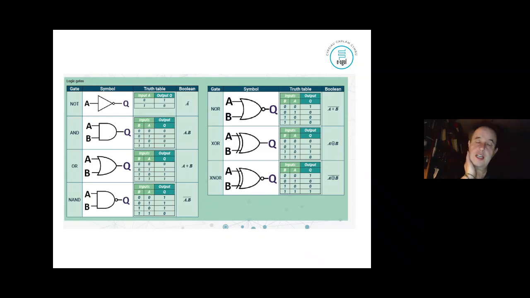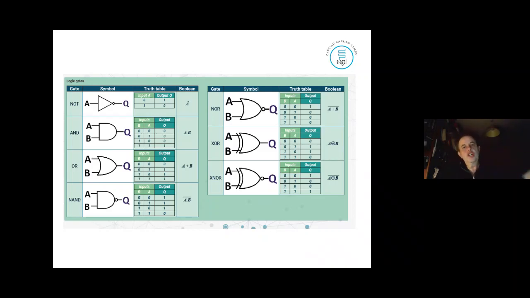My top revision technique for this would be, on a sheet of paper, to write down all the names of the gates. So you've got the NOT, you've got the AND, OR, NAND, NOR, XOR, XNOR. You would write them down on a sheet of paper, and then from memory, you would try and draw the symbol next to each one of the gates, and then do the truth table.